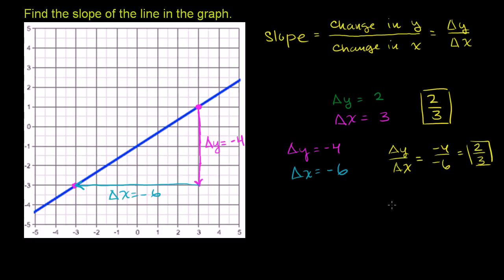So it's the same value, you just have to be consistent. If this is my start point, I went down 4, and then I went back 6. -4 over -6. If I viewed this as my starting point, I could say that I went up 4. So the change in y would be 4. And then my change in x would be 6. And either way, once again, change in y over change in x is going to be 4 over 6, 2/3. So no matter which point you choose, as long as you think about it in a consistent way, you're going to get the same value for slope.